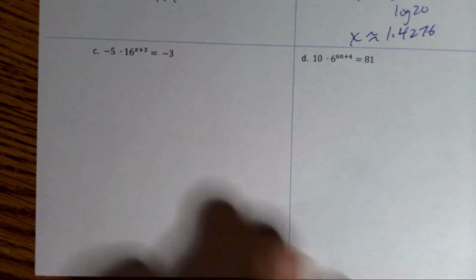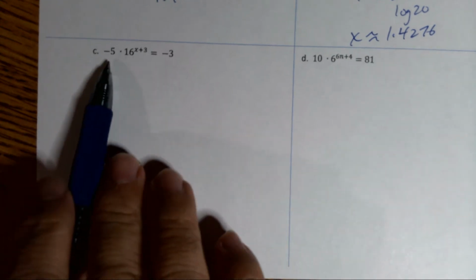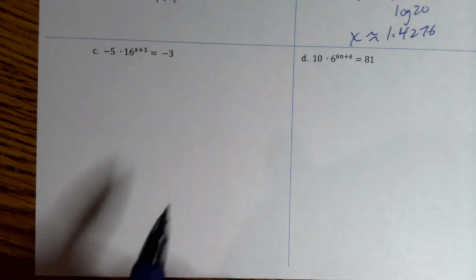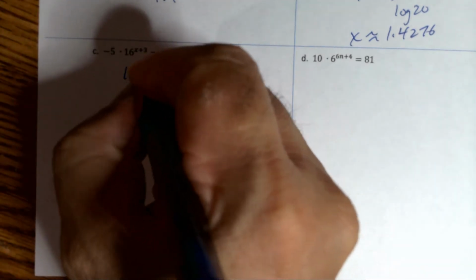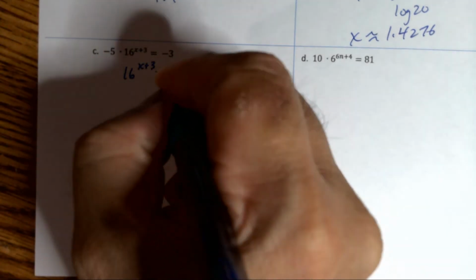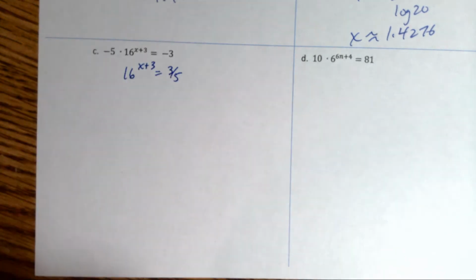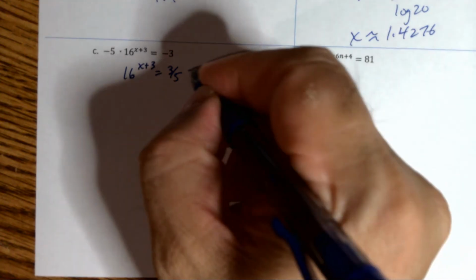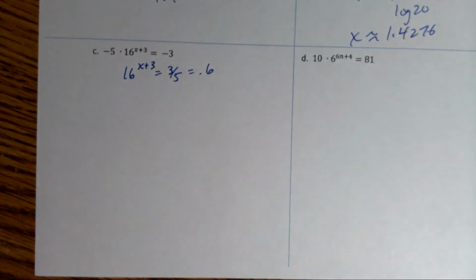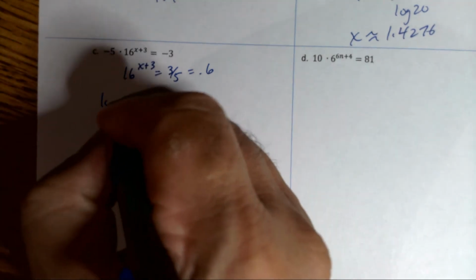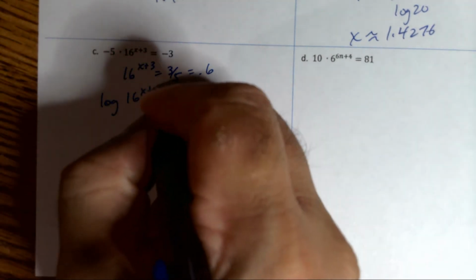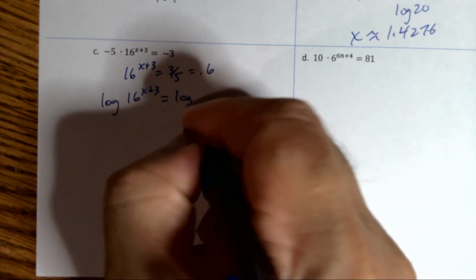And then c. So here you've got negative 5 times that. So we're going to divide by negative 5. So that's going to be 16 to the x plus 3 equals 3/5. Since we're going to be dealing with decimals, you can just change that to 0.6 if you wanted. Now we're going to take the log of both sides. So it's log of 16 to the x plus 3 equals log of 0.6.